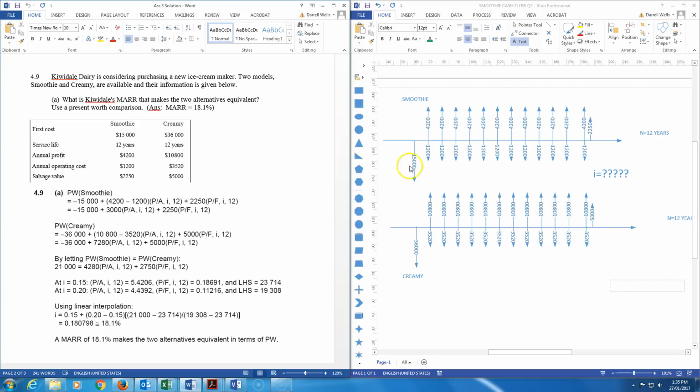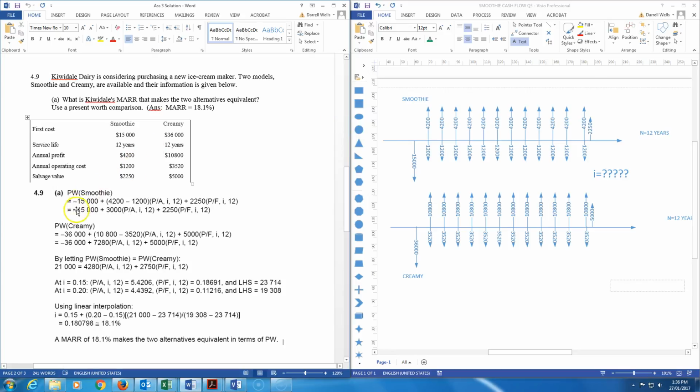The only unknown in this particular problem is the interest rate. We're not given the interest rate anywhere in this question, okay? So it takes a little bit of mathematics and eventually interpolation to determine that final interest rate. So where do we start? Well, let's start by calculating the present worth for each of the cash flow diagrams. And we'll substitute in the factor notations for the unknowns that we have in this particular problem.